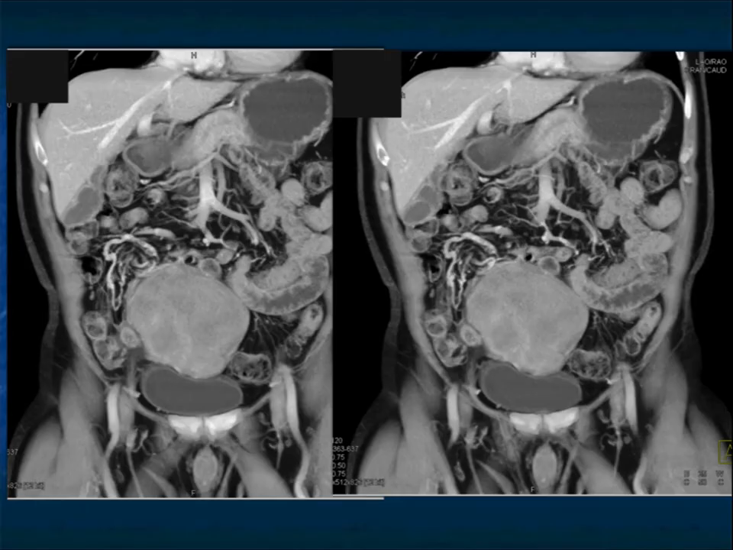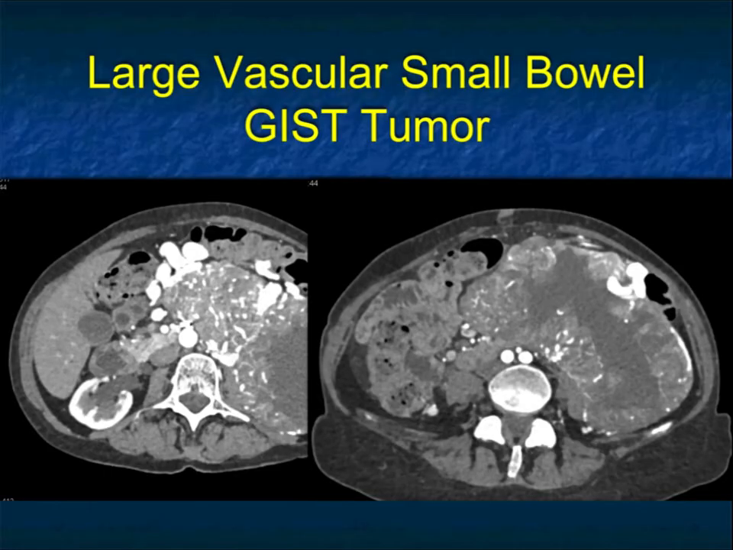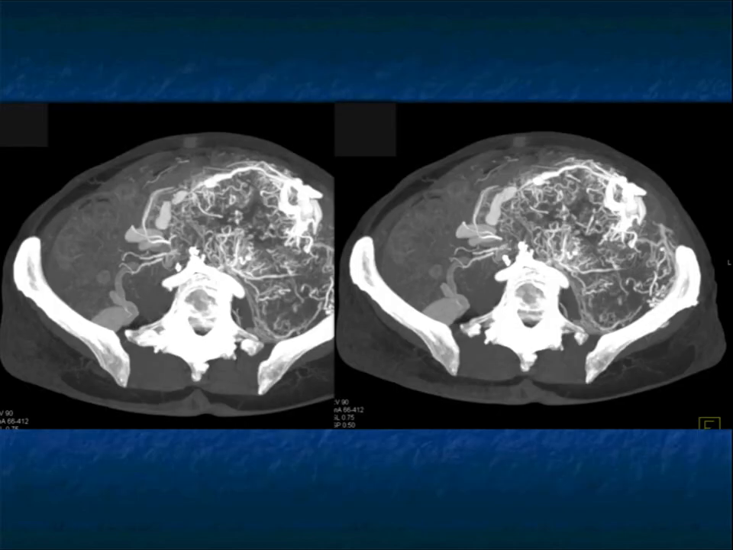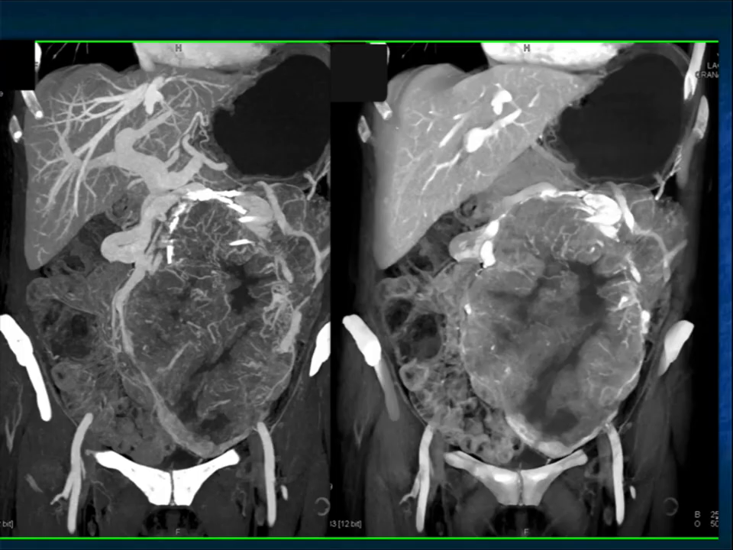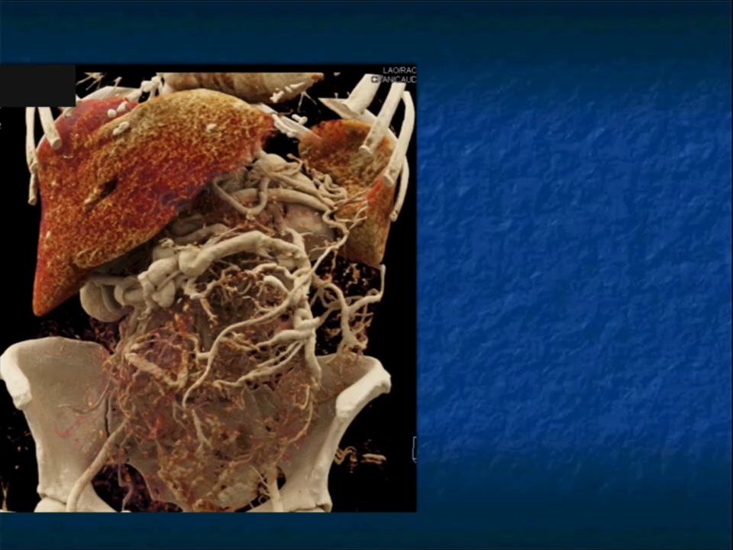A desmoid tumor, some sort of sarcoma, maybe lymphoma. Again, because of the exophytic nature, you don't even recognize that it's coming off bowel. And also because it's exophytic, it's not causing any bowel obstruction. Just to make the point how large they can be, look at the size of this GIST tumor. Oh my goodness. Look at its vascularity. Okay. Look at the necrosis, the venous involvement.